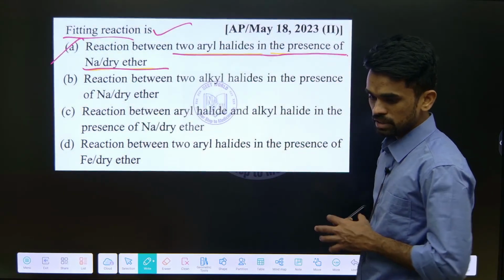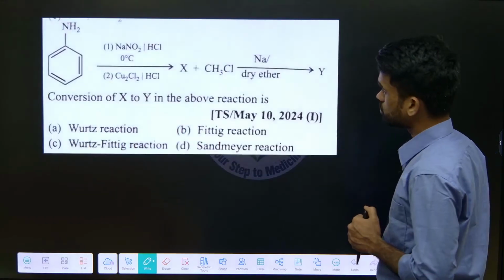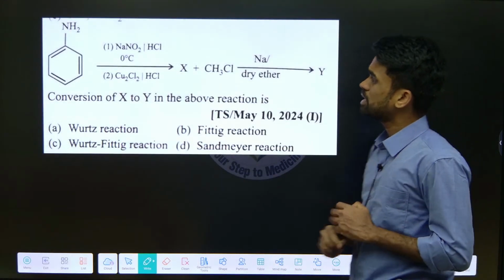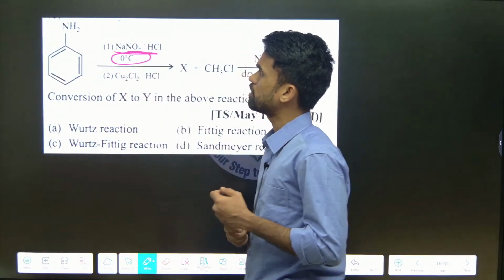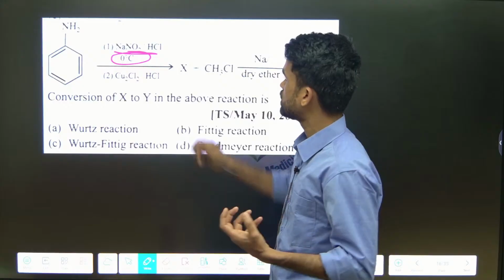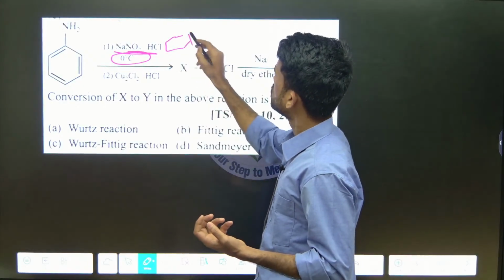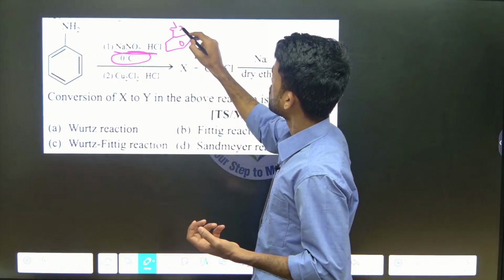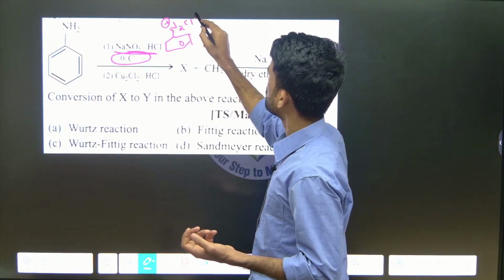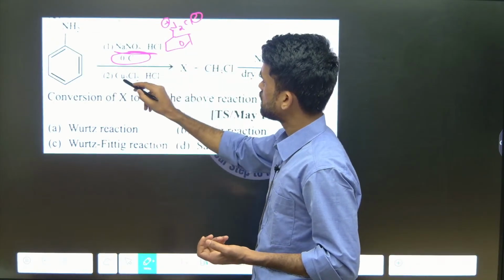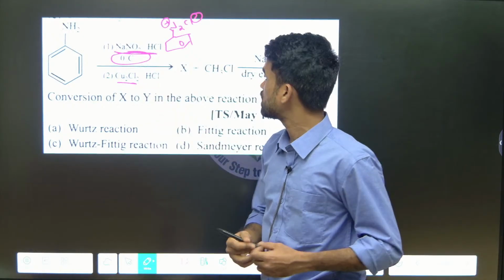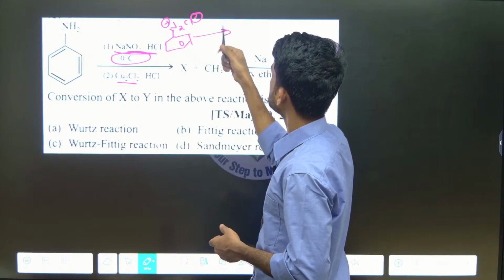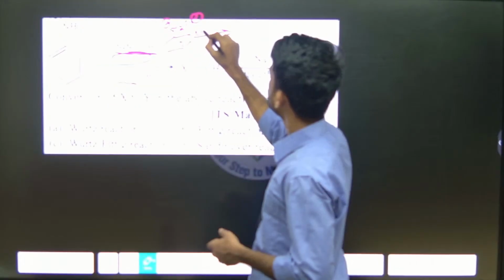Right, the next one here is: aniline is treated with NaNO2 and HCl at 0 to 5 degrees Celsius. Now what will it give? Diazotization takes place and gives you diazonium chloride, N2 plus Cl minus. So this is treated with Cu2Cl2. Just now we discussed the Sandmeyer reaction and the Gattermann reaction. Now this will be treated with Cu2Cl2.